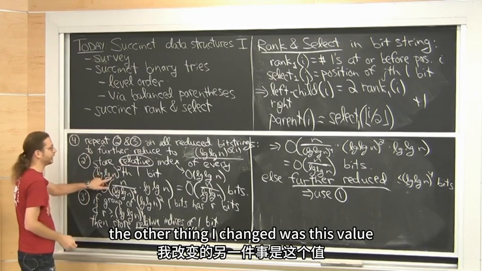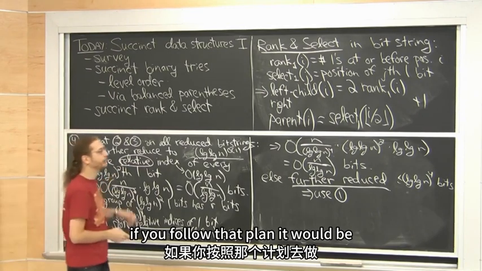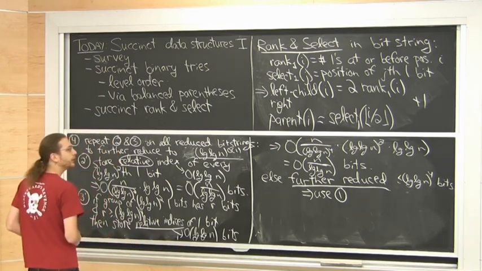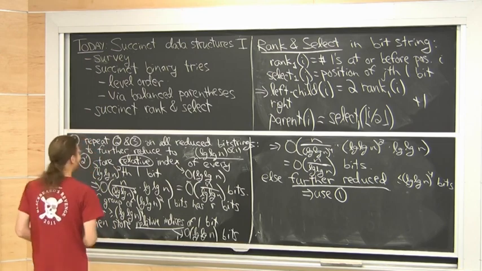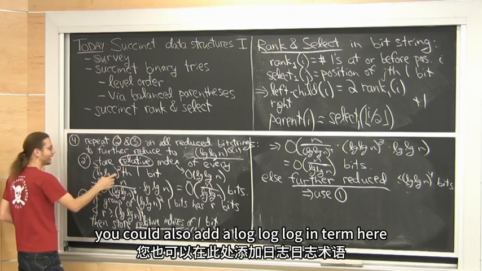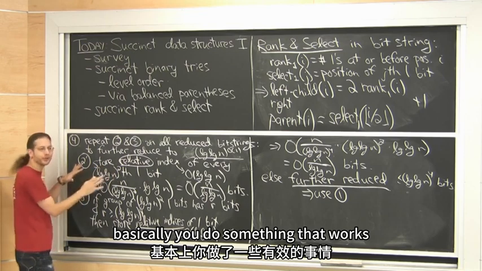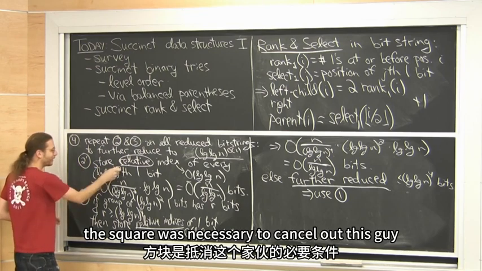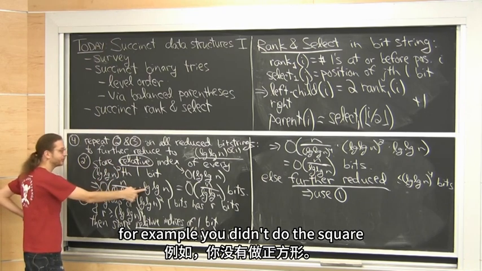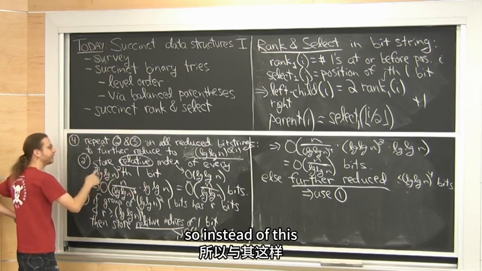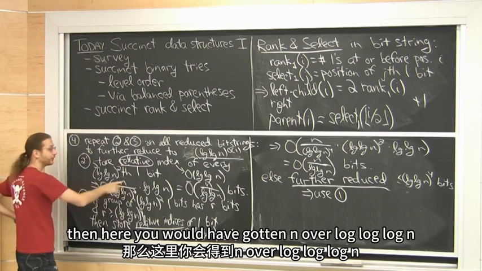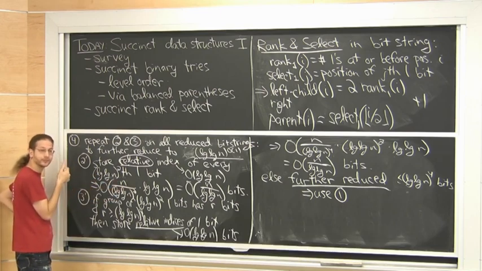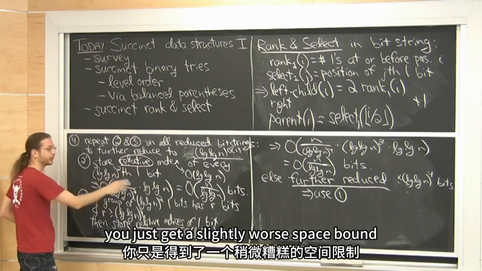The other thing I changed was this value. If you follow that plan, there's also a square. So we did have to add the square here. You could also add a log n term here, but it won't matter. Basically, you do something that works. The square was necessary to cancel out this guy, for example. If you didn't do the square, well, instead of this, you could have done log n times log n without the square. Then here you would have gotten n over log n. So you could have followed the same pattern. You just get a slightly worse space bound.